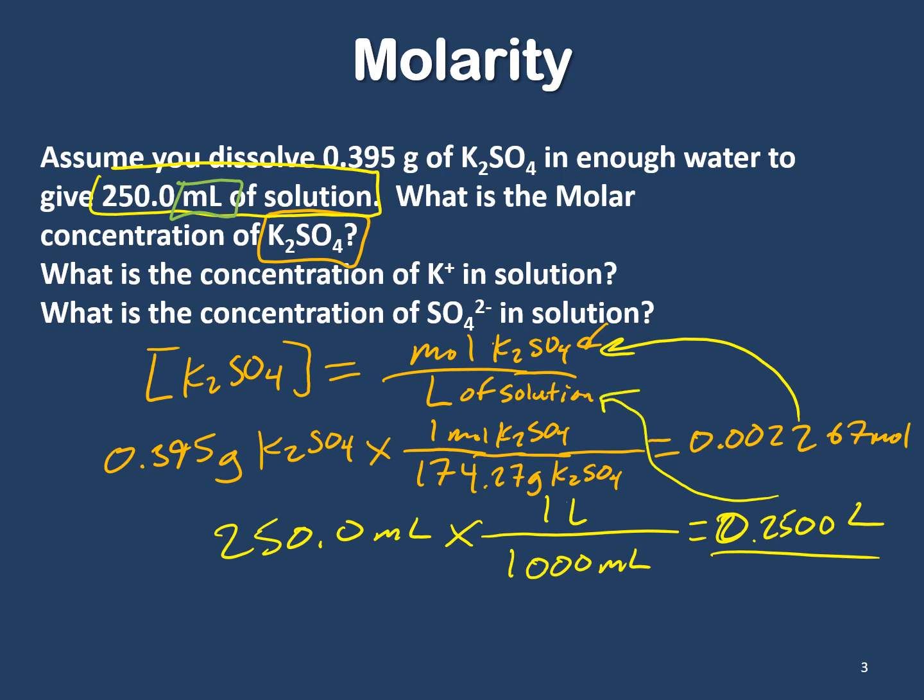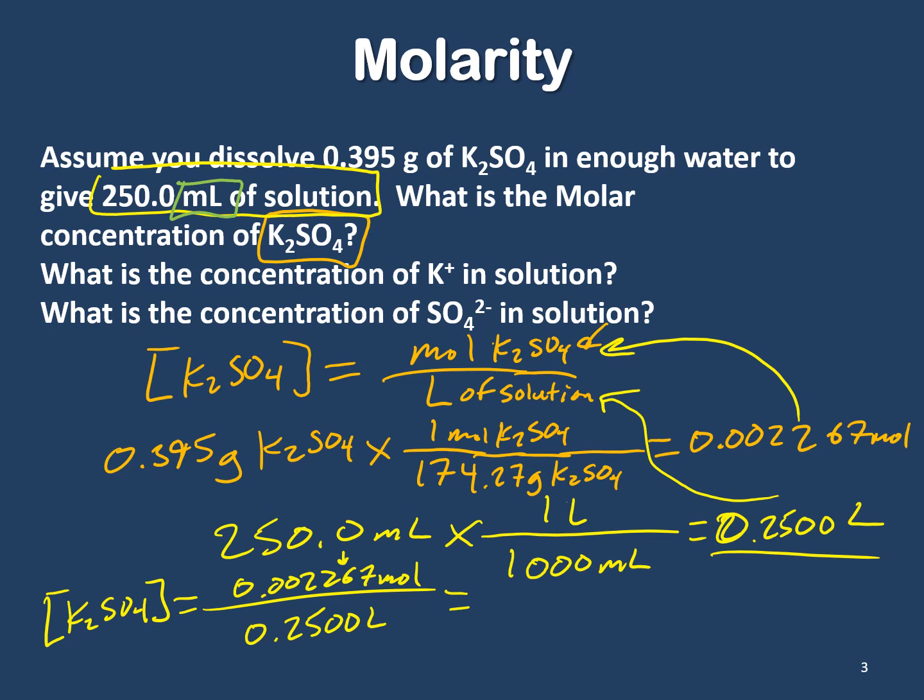So my concentration of K2SO4 is equal to 0.002267 moles of K2SO4 divided by 0.2500 liters. Now, this one is actually only accurate to the 3rd sig fig, so when I divide this out, I get 0.00907 molar as my concentration of K2SO4 in the system.